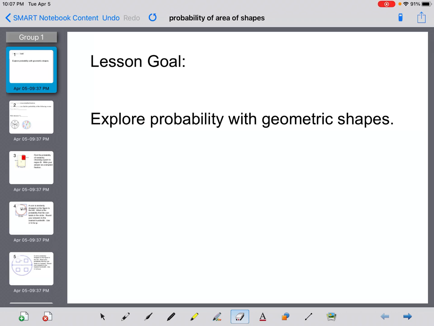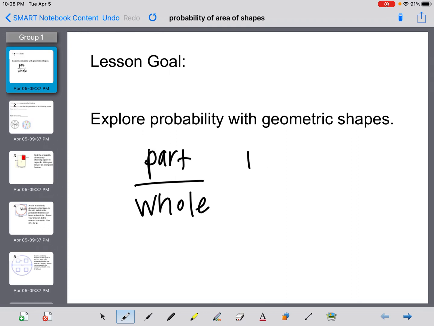Okay, today's goal, explore probability with geometric shapes. A couple days, maybe a week ago, we did probability and we talked about how probability would be the part we wanted over the whole thing. Like if I wanted a 3 on a dice, the part I wanted was 1 three out of the whole dice, 6. So we're just going to apply this idea to shapes that we've been talking about for the past couple days. Square and circle mostly, but you could do it with a triangle and a trapezoid also.